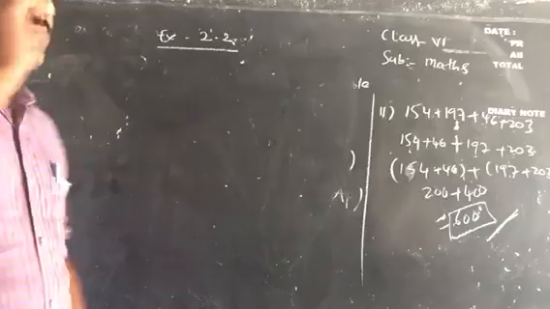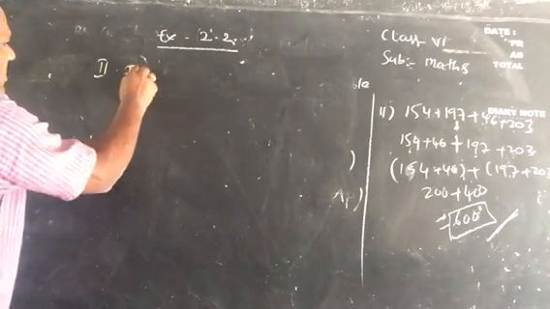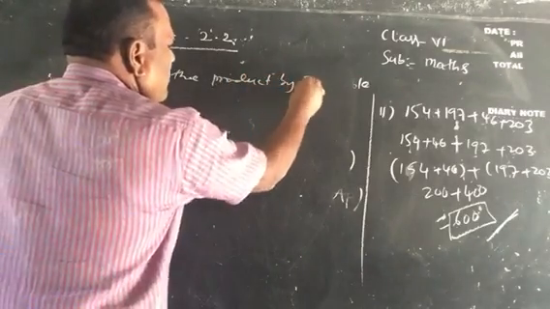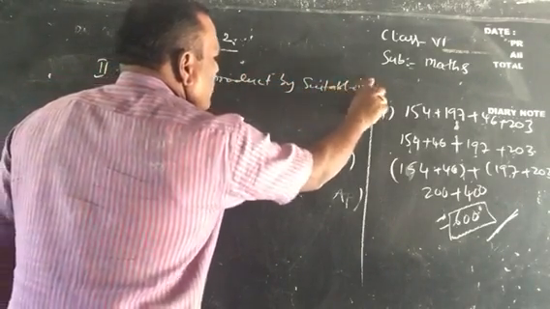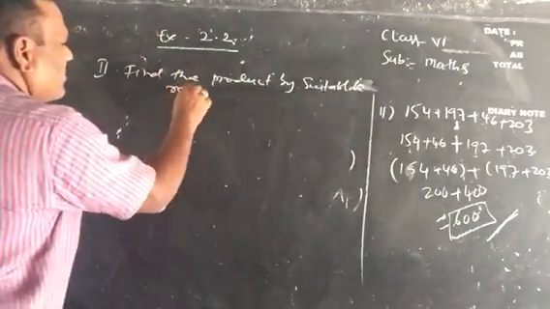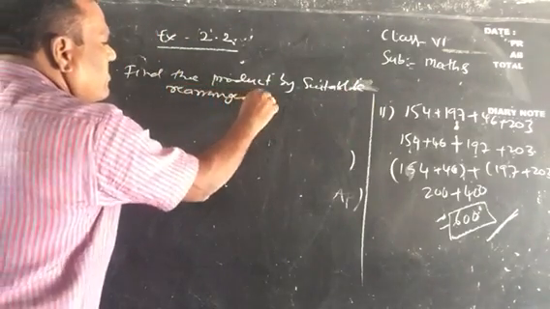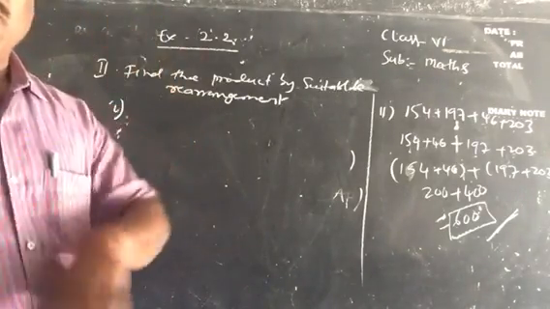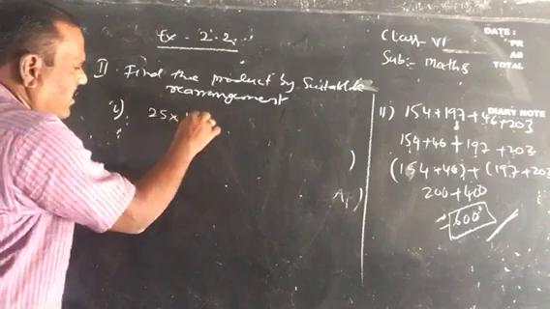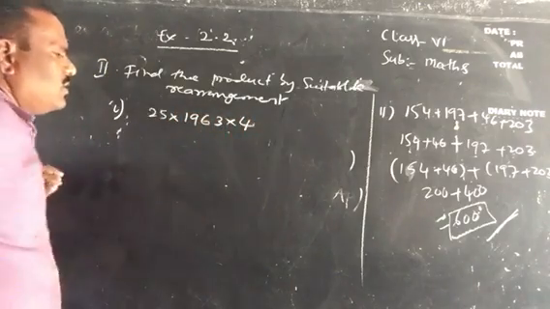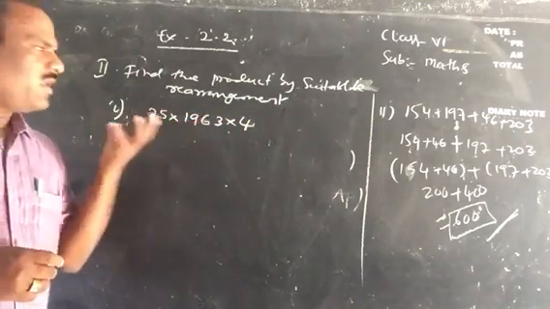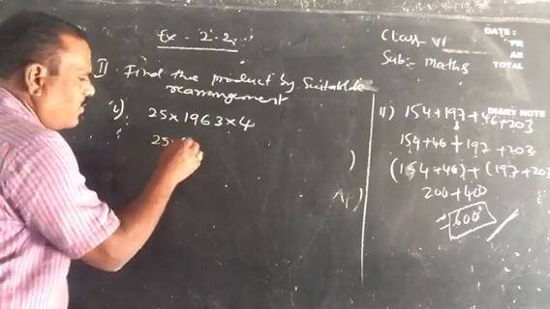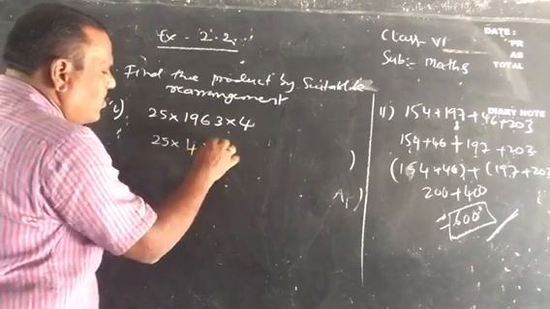Find the product by suitable rearrangement. Number 1, children: 25 into 1963 into 4. So children, we have to rearrange the numbers and then find the product. Simple. 25 into 4 into 1963.